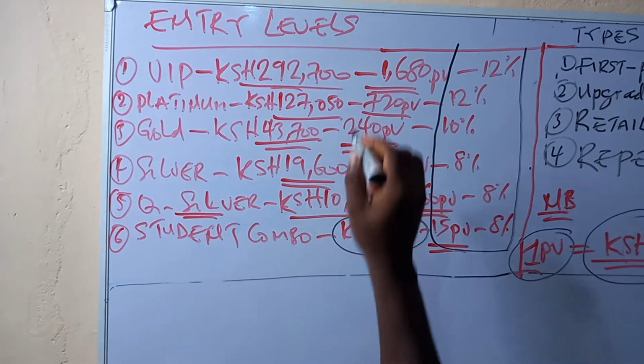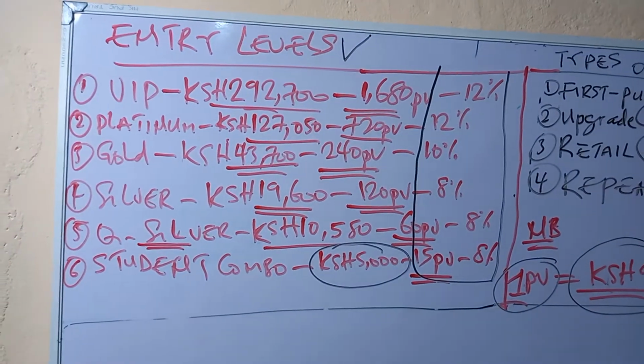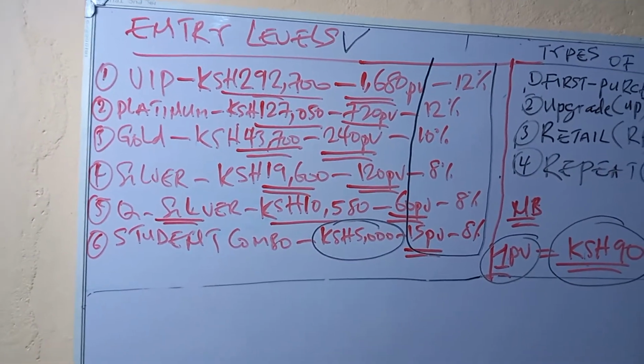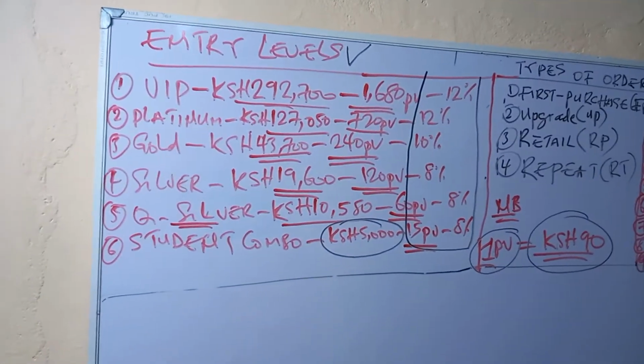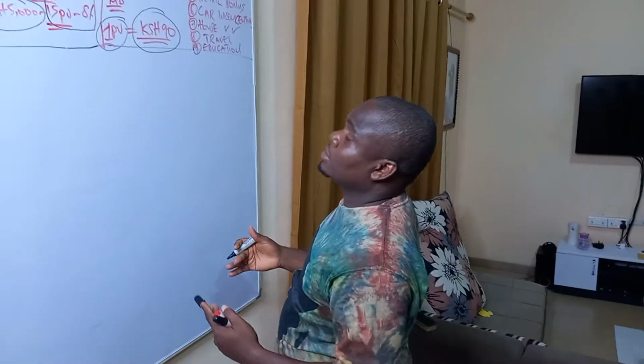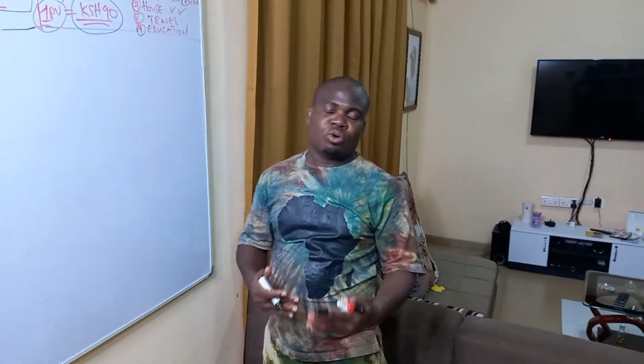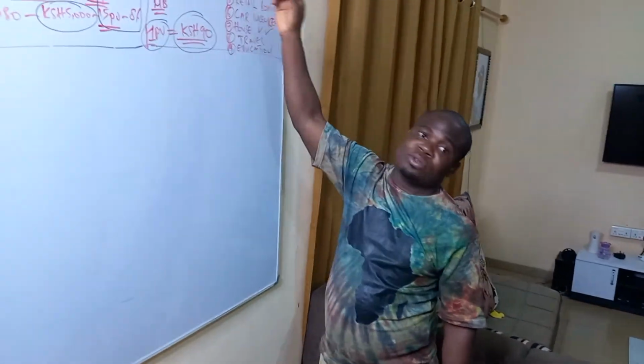Now we've looked at entry levels, meaning how do I start the business? What is the cost of starting the business? What do I make anytime somebody buys? We've looked at those ones. Now let's also look at when you are buying. What are the different types or ways of buying? We call it types of orders.